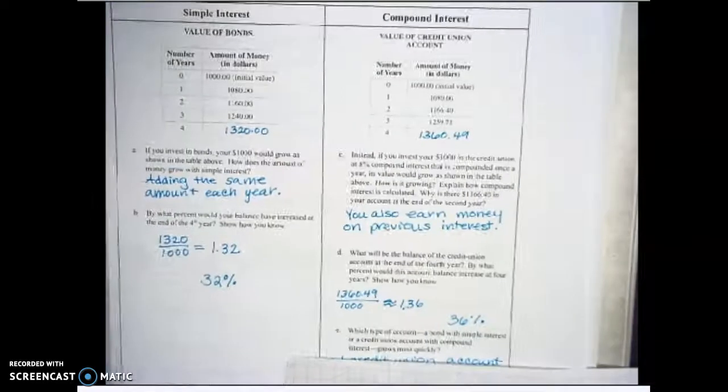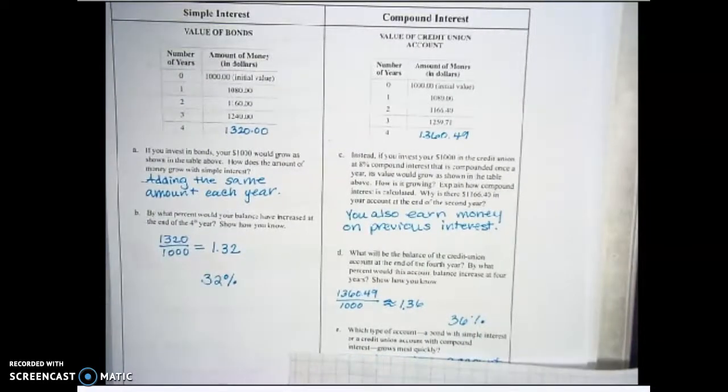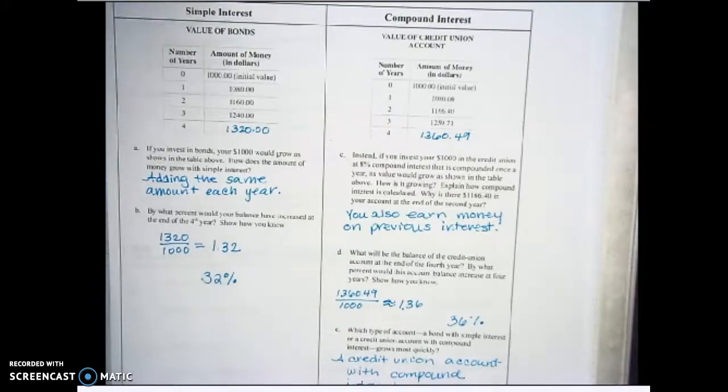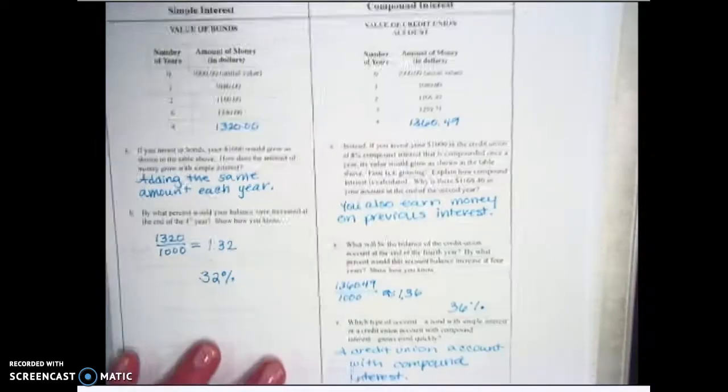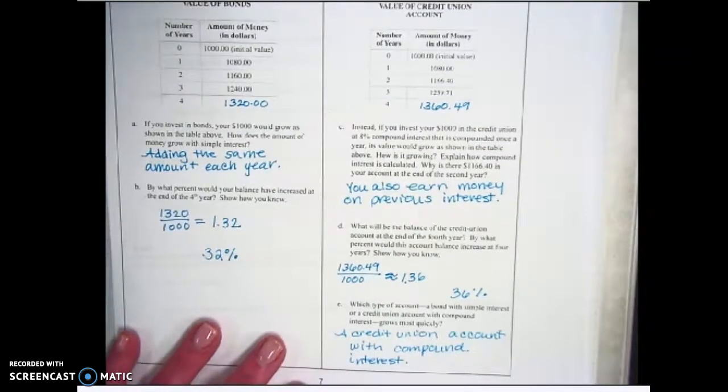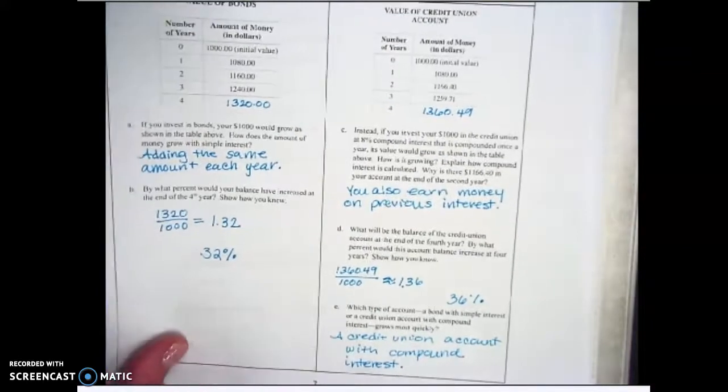Part E says which type of account, a bond with simple interest or a credit union account with compound interest, grows more quickly. Obviously the credit union account with the compound interest is going to be a lot better, right? You're going to have more money to spend on your college, okay? I'm going to move that up. Go ahead and turn over to the top of page 8.